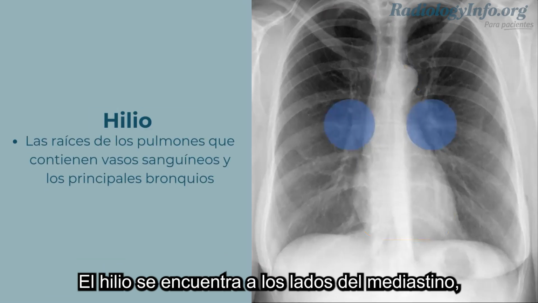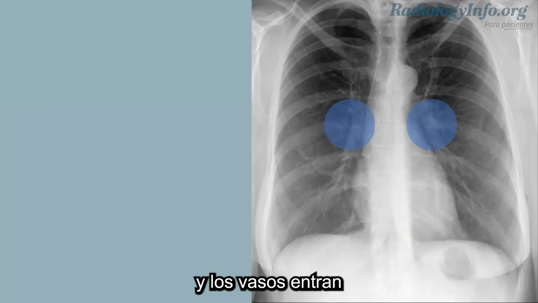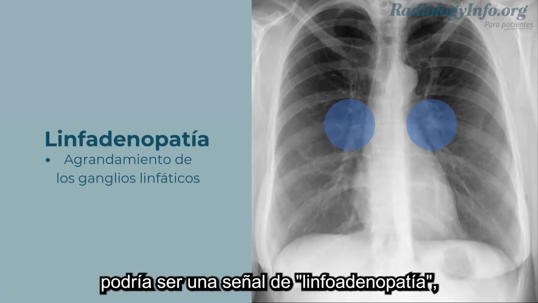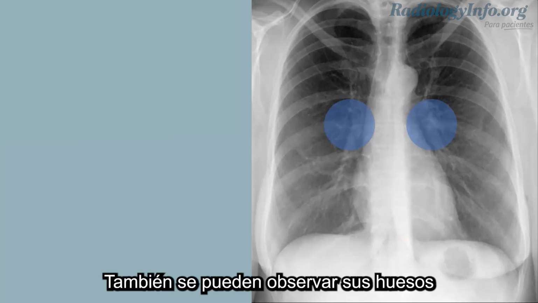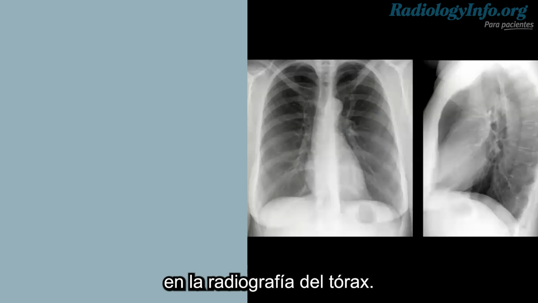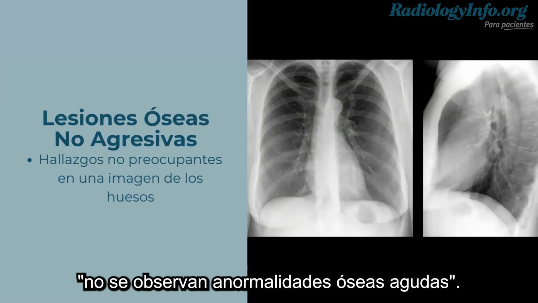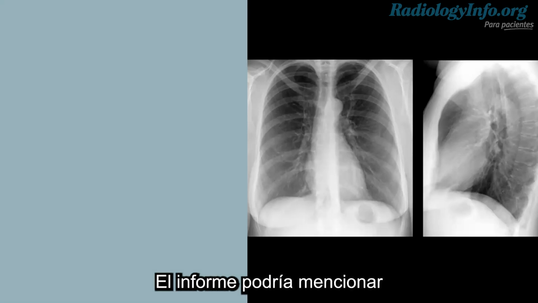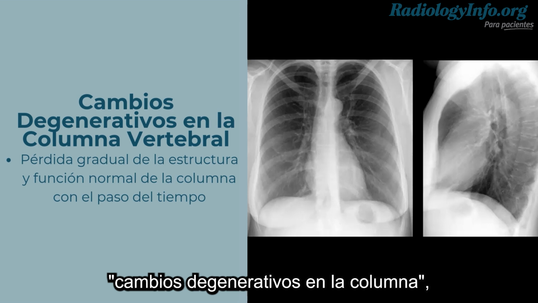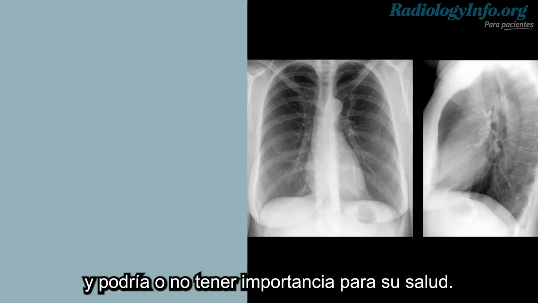The hila are at the sides of the mediastinum, highlighted here in blue. This is where the airways and vessels enter and leave the lungs. If they look enlarged, it could be a sign of lymphadenopathy, enlarged lymph nodes, which would warrant further imaging with a CT scan. Your bones are also visible on the chest x-ray. You may see phrases like no aggressive osseous lesions or no acute osseous abnormality. This simply means the radiologist didn't see anything of concern in your bones. The report may mention degenerative change of the spine, which is a common finding as people age and may or may not be significant for your care.